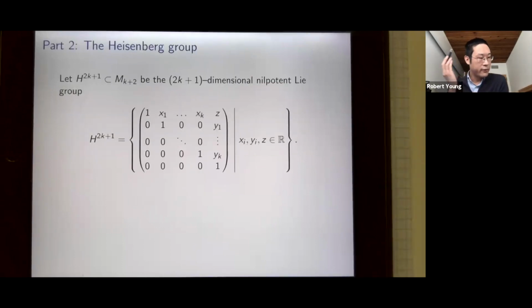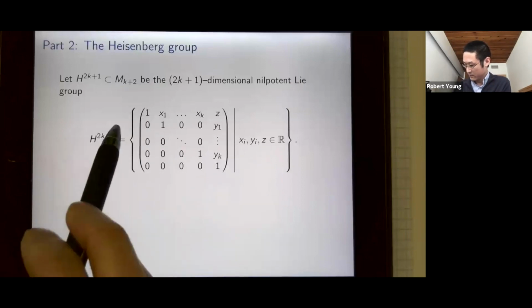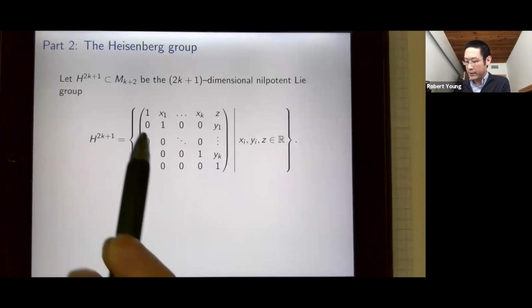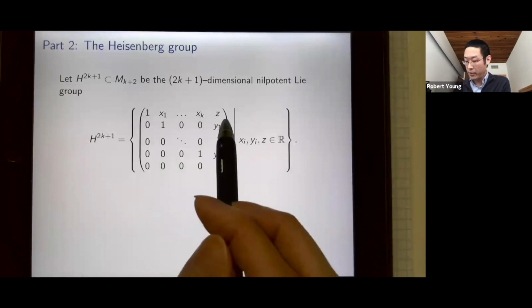The Heisenberg group is a nilpotent Lie group. The 2k plus 1 dimensional Heisenberg group is a subset of the k plus 2 by k plus 2 matrices, consisting of matrices that are upper triangular with ones along the diagonal, non-zero entries along the top row, non-zero entries along the rightmost column, and all the entries are real numbers. So this is a 2k plus 1 dimensional nilpotent Lie group.